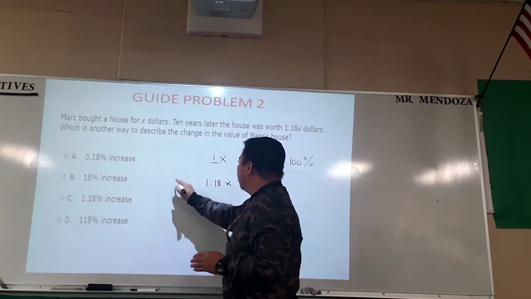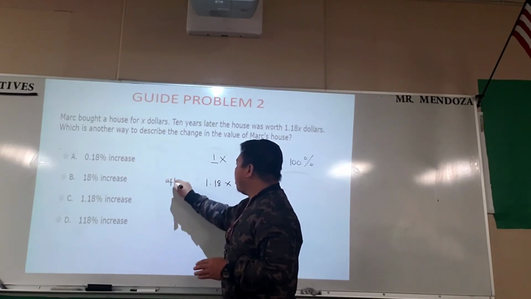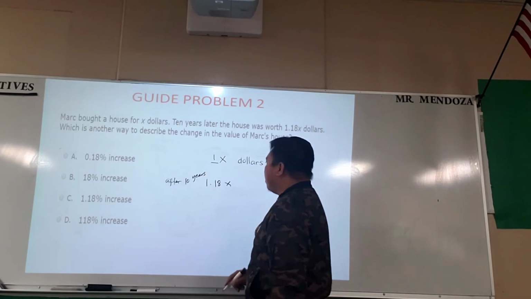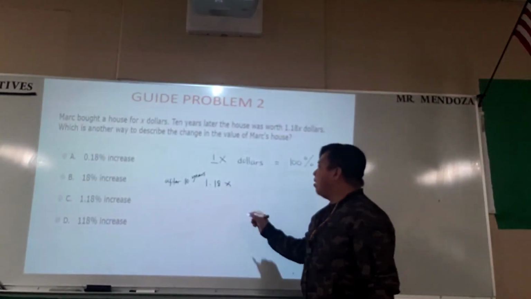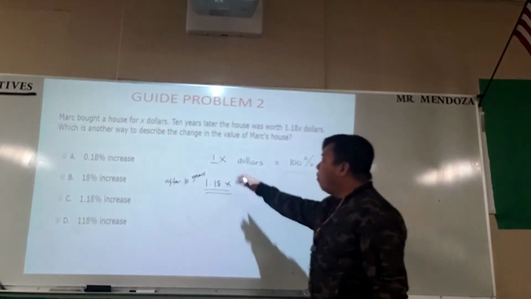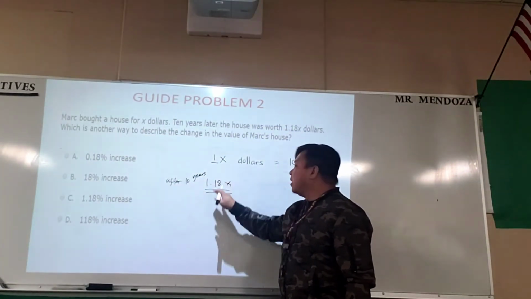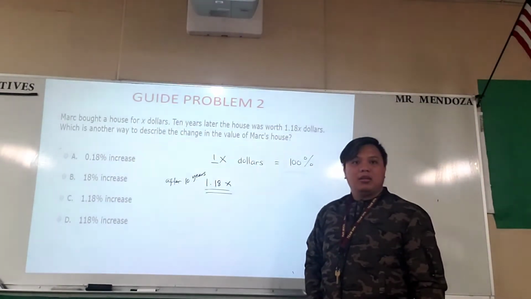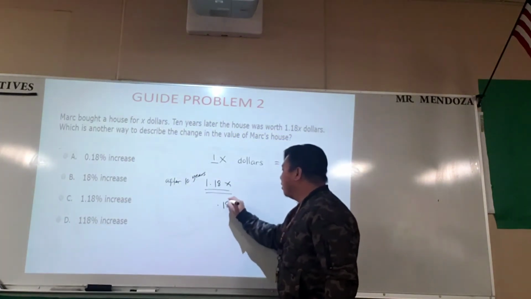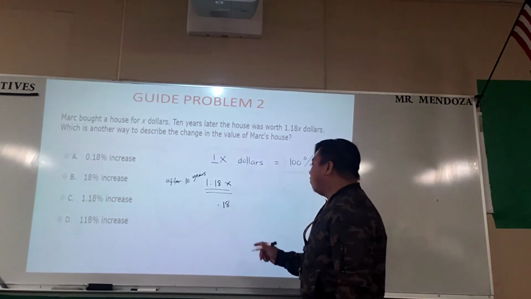So after 10 years, it became 1.18x. So this means after 10 years, the value now becomes 1.18x. So from 1, there was an additional of how many? Very good. That was 0.18. So there was an additional of 0.18.